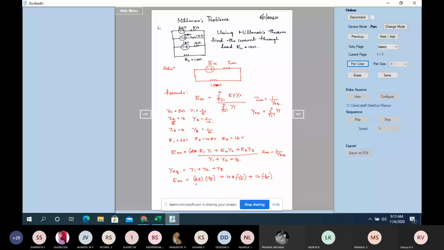Divided by Y1 plus Y2 plus Y3, which is 1/12 plus 1/4 plus 1/5. Tell me, what do you get for this value? It is better we find Y equivalent first, things will become easy. What do you get for EM, guys?